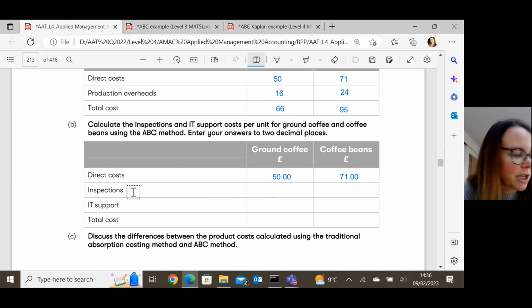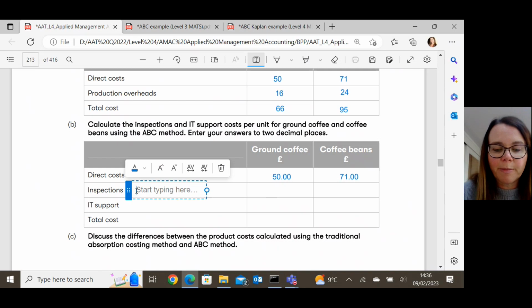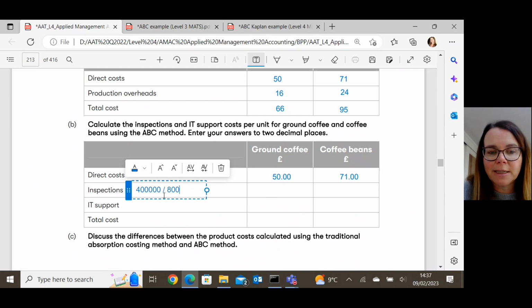So inspections, I can see that we had £400,000, and we calculated that there are 800 inspections altogether. So that would give me the amount per inspection. And then I can just go straight on and multiply that by the number of inspections for each department. So times it by 680 for the ground coffee.